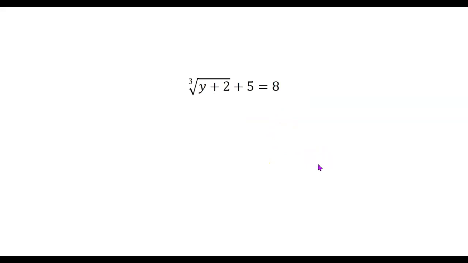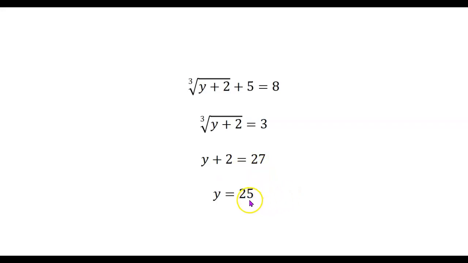Cube root of y plus 2, plus 5, equals 8. First thing we want to do is isolate the radical, get the root by itself. So to get rid of the plus 5, we subtract 5 on both sides. Cube root of y plus 2 equals 3. Now undo the cube root by raising both sides to the third power, cube root cubed. So y plus 2 equals, and then 3 to the third power, that would be 3 times 3 times 3, that's 27. And then go from y plus 2 to just y by subtracting 2 on both sides, and we get y equals 25.